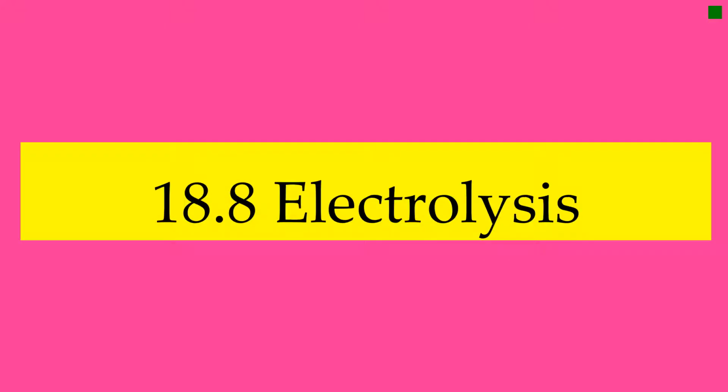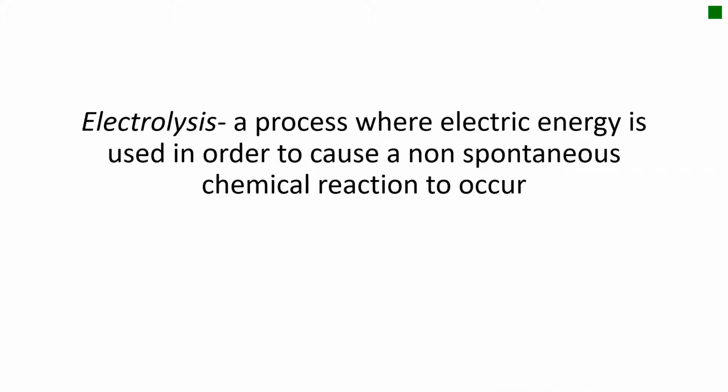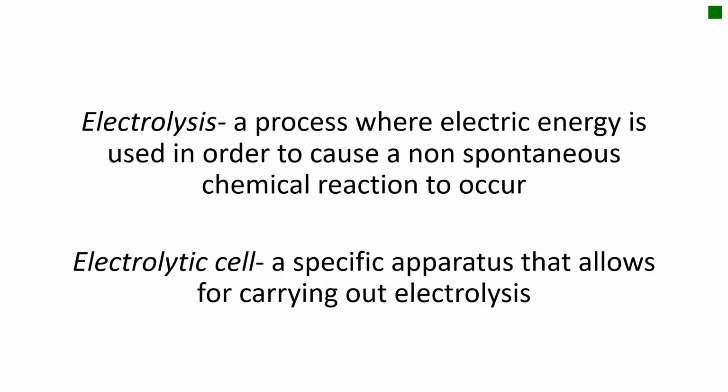For the final section, we'll go over section 18.8, which is electrolysis. To further explain, electrolysis is a process where electric energy is used to cause a non-spontaneous chemical reaction to occur. There are special methods to carry out electrolysis, one being the use of an electrolytic cell, a specific apparatus that allows for carrying out electrolysis.